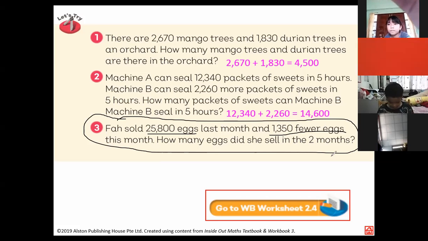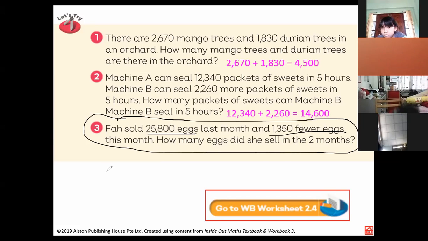Okay, so I'm gonna read one more time. Fa sold 25,800 eggs last month and 1,350 fewer eggs this month. How many eggs did she sell in the 2 months?